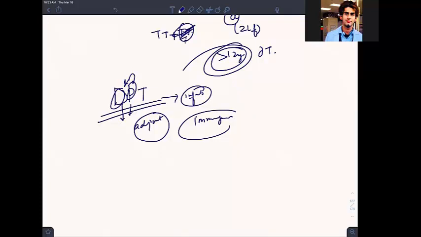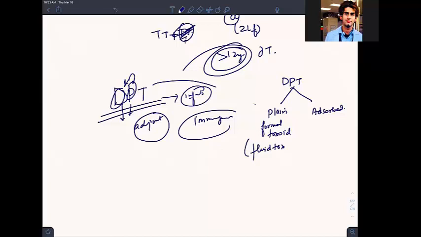Now, if you are making a DPT, I told you above about alum. There are actually two types of DPT. One is plain formol toxoid, and the other is the adsorbed one. The adsorbed one is also called alum adsorbed. So we have plain formol toxoid and we have the adsorbed one, which is alum adsorbed.